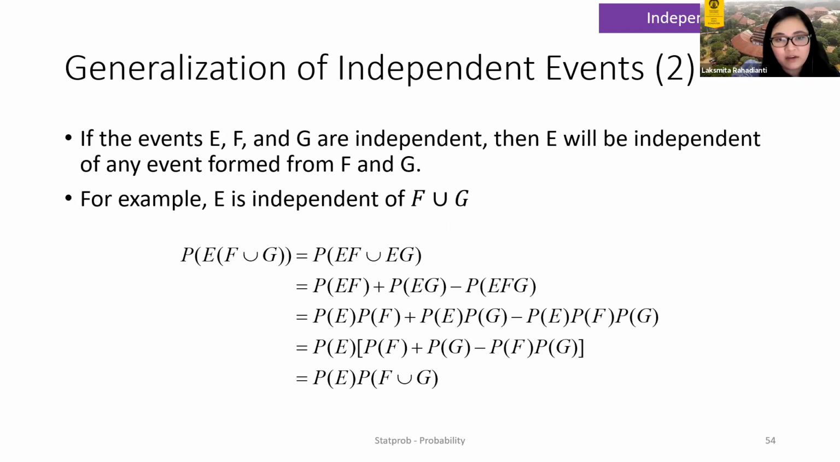So if we have 3 of them, then I can say that E will be independent as well of any event formed from F and G. Any combination of F and G will also be independent towards E, and vice versa. So if we know that all 3 of them are independent, then any combination between E and F will also be independent from G and so forth.